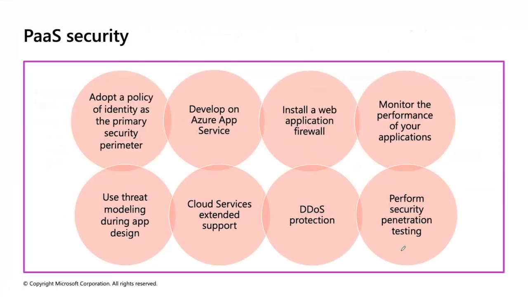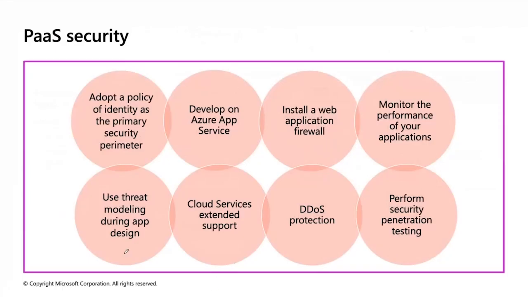In PaaS security, in platform as a service security, we can adopt a policy to identify primary security requirements, primary security parameters. We can develop these kinds of platform as a service components on Azure App Services. Here we get different kinds of security and other controls: backup, security, monitoring, logging, all these things you see here. We can also consider using a web application firewall if possible. Also monitor the performance of your applications.